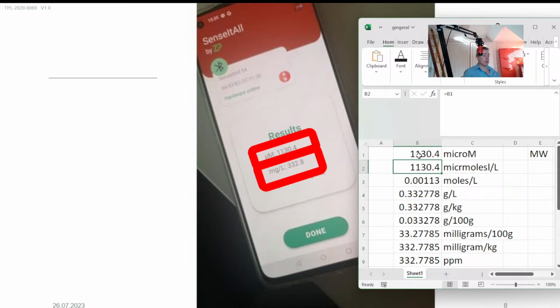But that said, I have manually checked that if the app is giving out 1130.4, it also gives you milligrams per liter, which is great. I've got it as milligrams per kilogram, but that's 332.8. So I know that these two things are right. And just to say, milligrams per liter, you could also think of it as parts per million, 332.8 parts per million. I think more people are using parts per million in the ginger, I don't want to call it industry, I'm not sure what to call it, but in that environment.